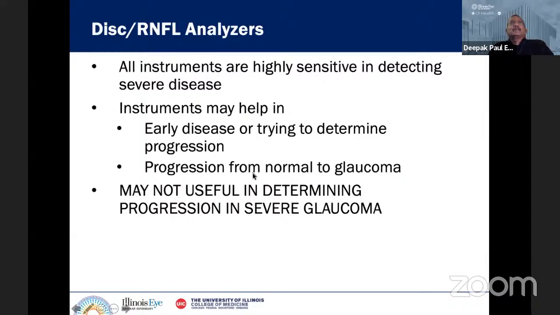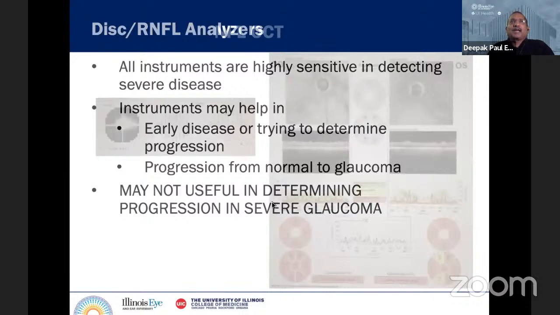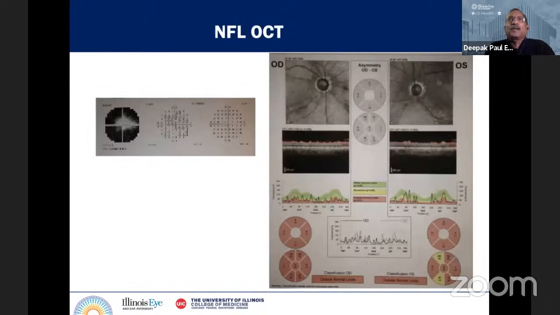How about the RNFL analyzers or disc analyzers? As we very elegantly heard, these instruments are highly sensitive in detecting disease, but they are probably more useful in early disease to determine progression, or from normal to glaucoma. In severe glaucoma, the use of these machines is somewhat limited, as was again nicely pointed out. There is a flooring effect where there is only that much thickness of the retinal nerve fiber layer, which also consists of astrocytes and extracellular matrix.